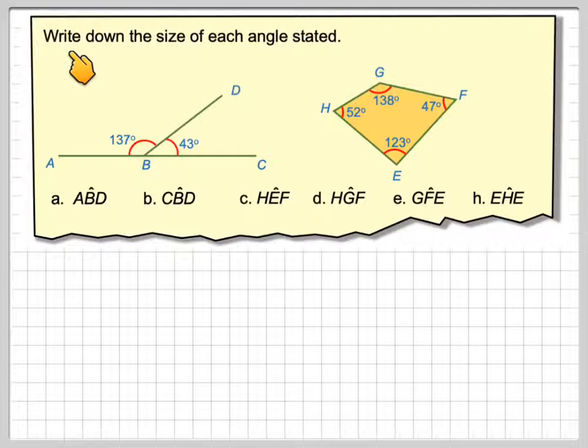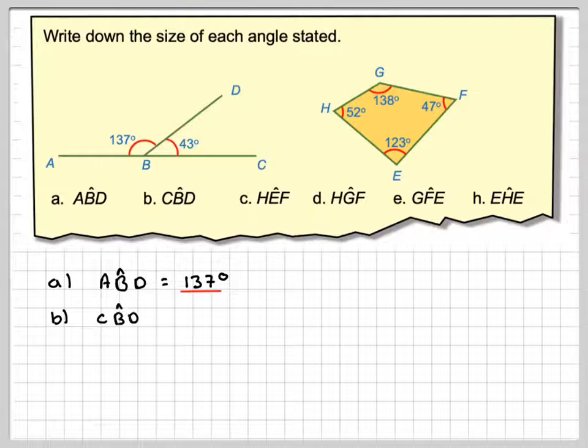Right, in this video we're being asked to write down the size of each angle stated. So first of all we're asked to find angle ABD with a little hat on the B. Now what does that actually mean? So if we start here at A and go along to B and then go up to D, it means find this angle here, which is 137. So in the first case, ABD is equal to 137 degrees.